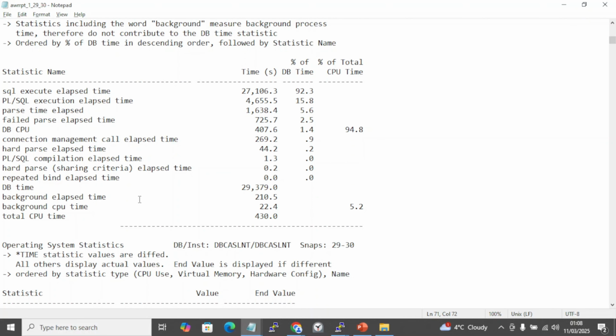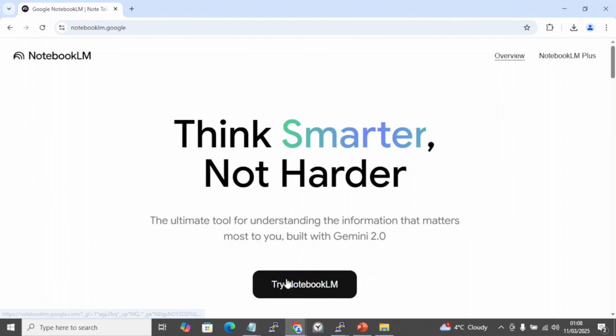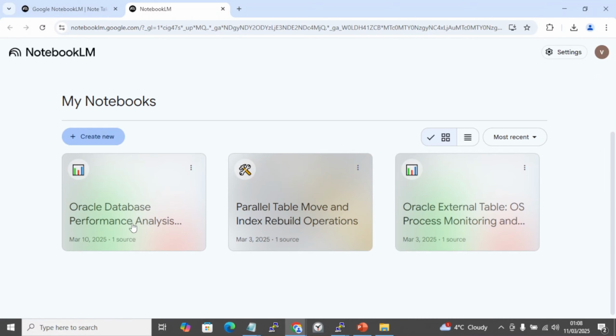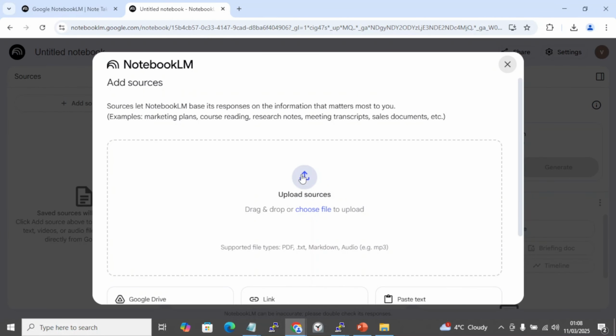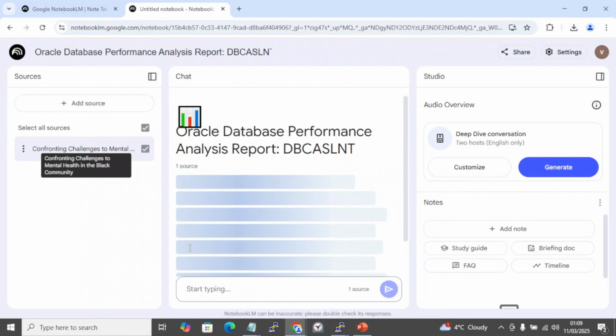Okay, that's what I already did, but I just wanted to show you a demonstration of how this works. I'm on the Notebook LM page. I go here. You can see I already did that, but I'm going to do it fresh for you. All right, I already uploaded the document. You saw the plus symbol, right? I just uploaded this AWR report here.